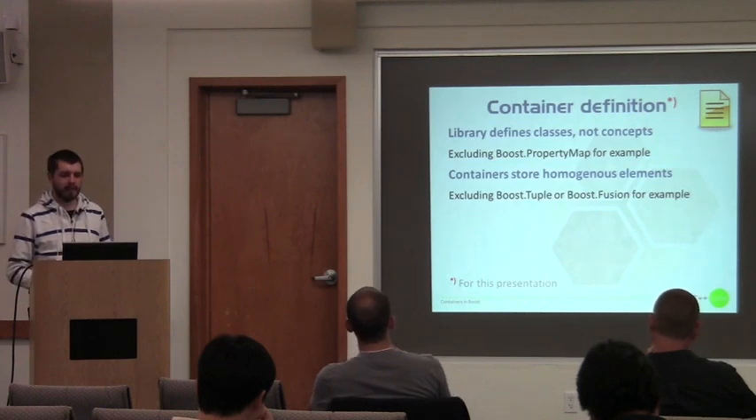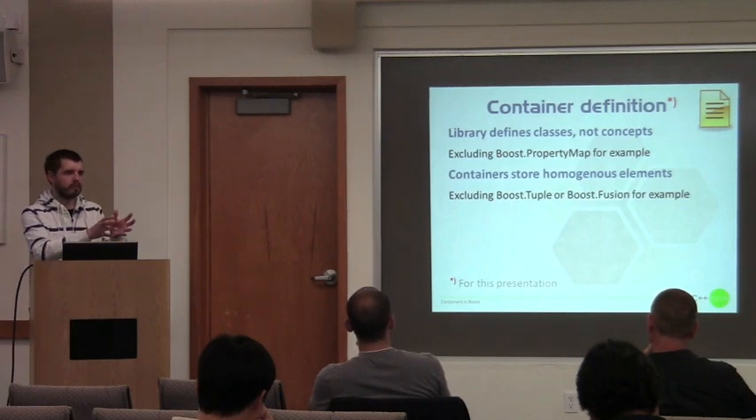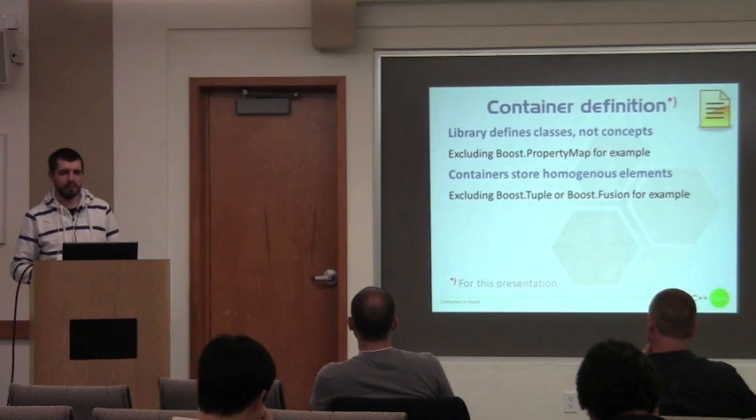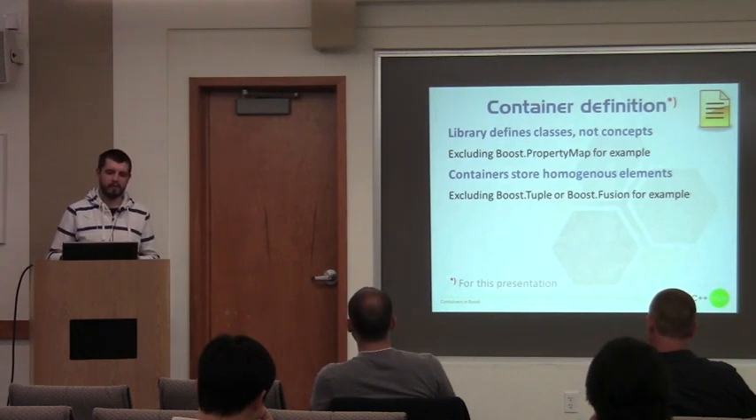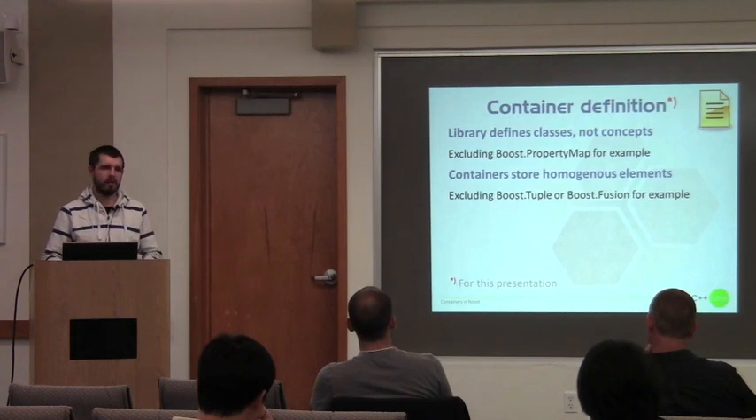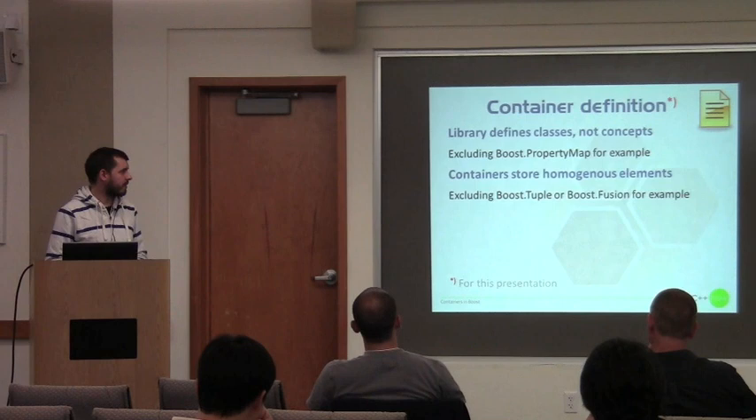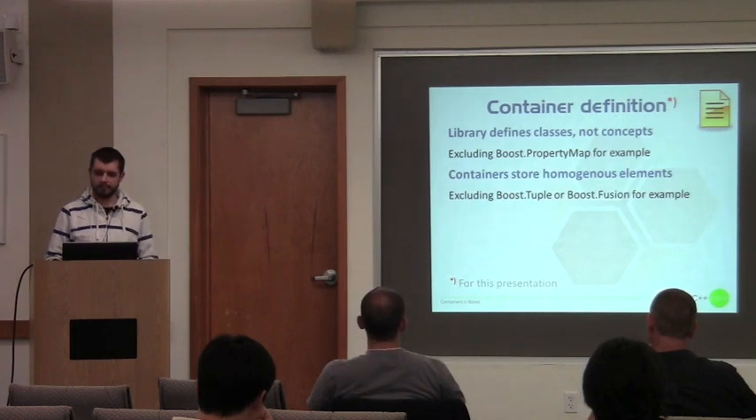I'm also interested mainly in libraries which define classes, not concepts. I want to use classes immediately. I don't want to read anything about concepts and then define classes myself. So it's all, again, about being useful as fast as possible. It should be easy to use the container libraries I'm going to introduce to you. So at this point, I have been excluding Boost Property Map.